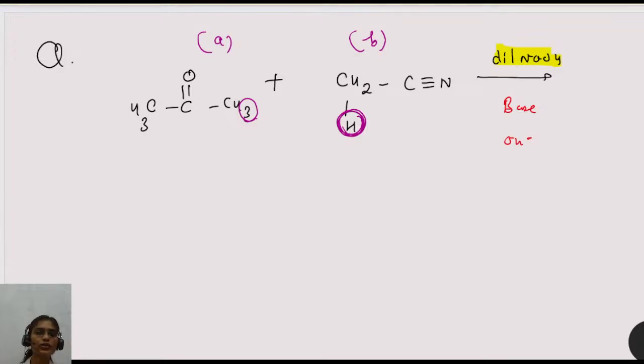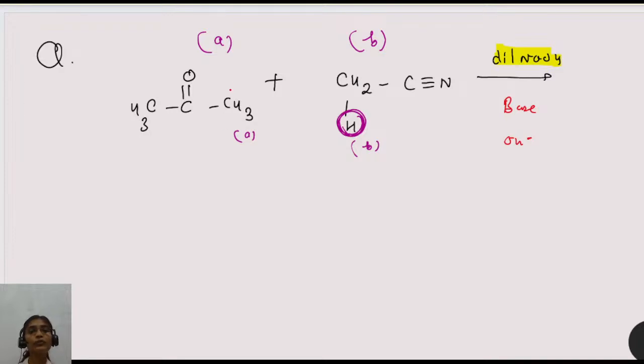Which hydrogen is more basic here? Sorry, acidic. Let's say this is A and this is B. Which hydrogen is going to be attacked first? Again, it is the normal basic GOC concept.